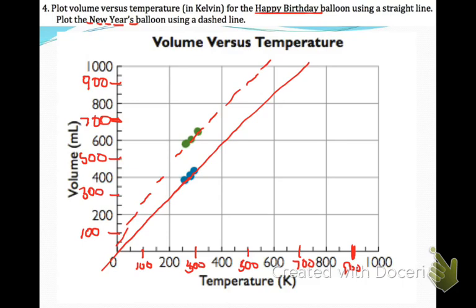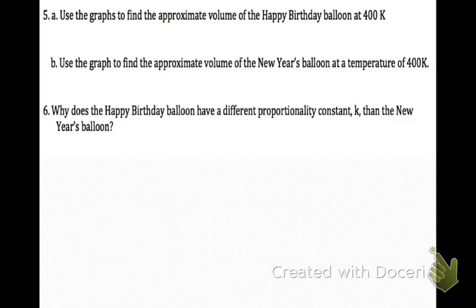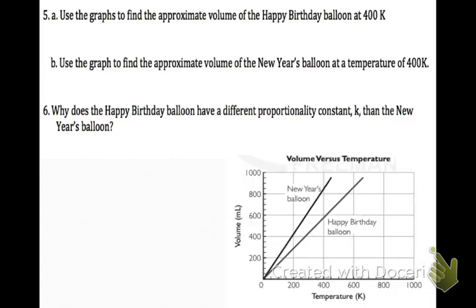Alright, let's go on to the questions. So for 5, use the graphs to find the approximate volume of the happy birthday balloon at 400 Kelvin. And I actually have another graph down here that looks much better than my original one, but use your graph. So they want the happy birthday balloon at 400 Kelvin. So I'm going to go from 400 Kelvin all the way up to the happy birthday balloon, move it on over, and it's approximately 600 milliliters. I'm going to use the approximation sign to make sure that I know that's just an estimate here.